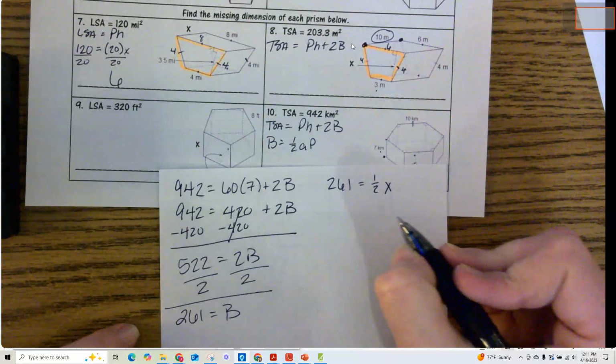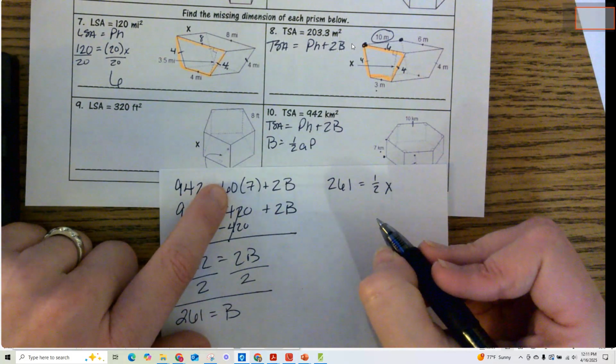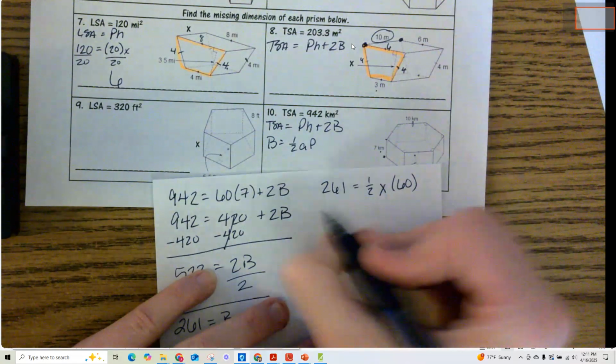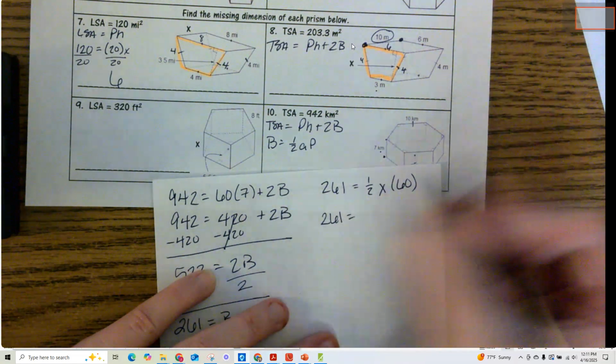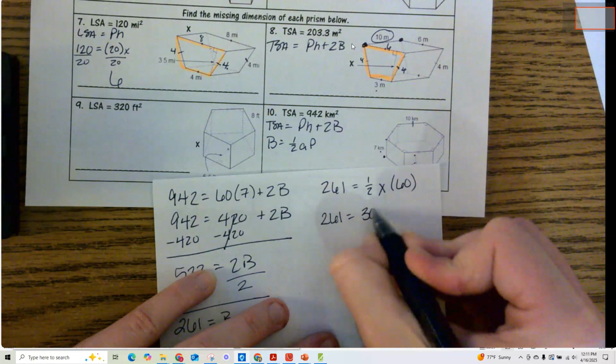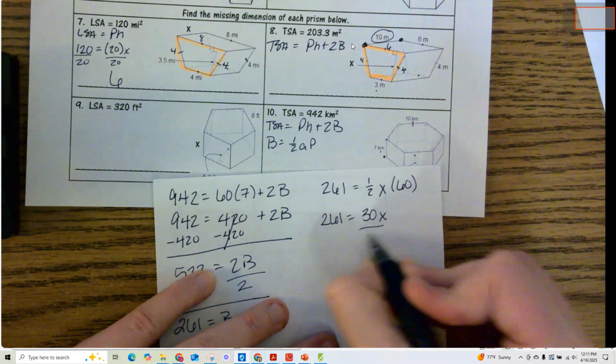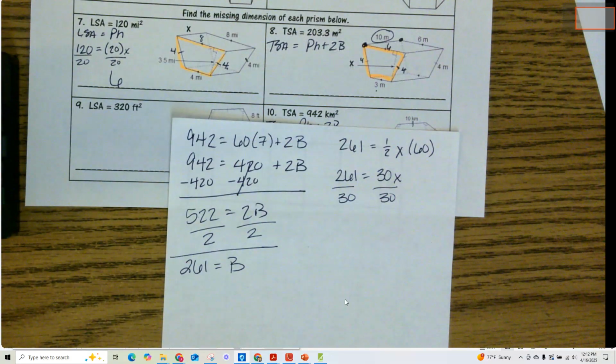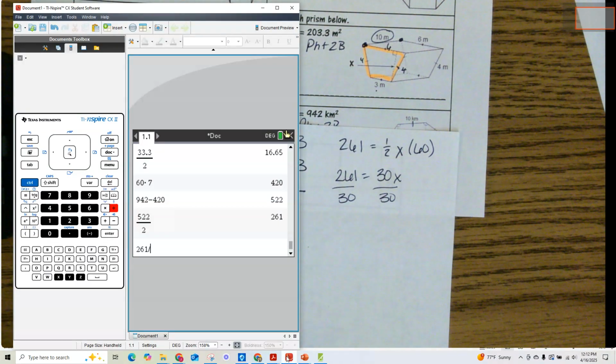I'm looking for that little a. I know the perimeter. We've already found the perimeter. It's 60. So we simplify. 1/2 times 60 is 30. And then divide both sides by 30. Oh. Make it a decimal. This one can be a decimal.